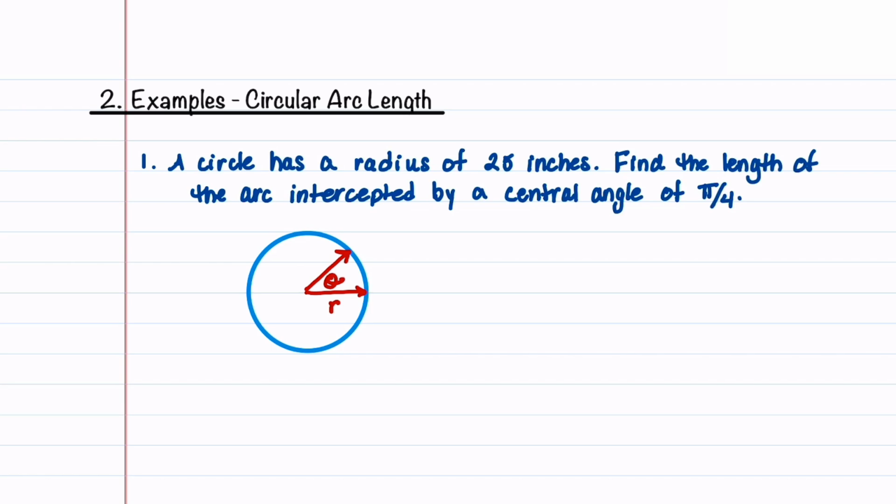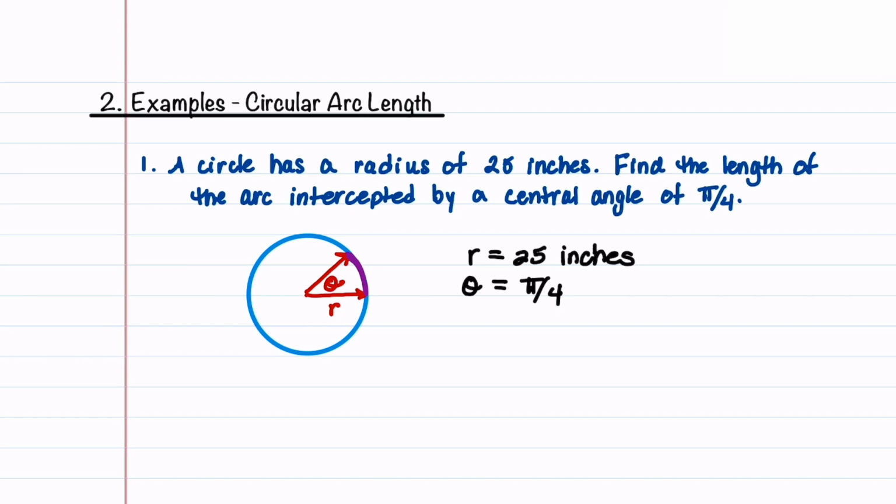It's always good when you're completing a problem to write down the information that you're given. So let's write down that r is 25 inches, and you always want to include units with that, and theta is pi over 4. Let's now draw the length of the arc in purple.